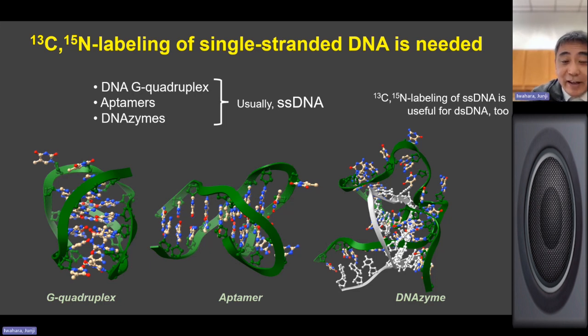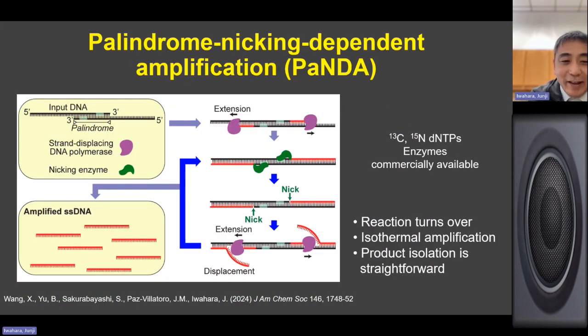And single-strand DNA labeling is also useful even for double-strand DNA, because by using that, you can selectively label only one of the two strands, and that will reduce the number of signals. Okay, we came up with a new methodology shown here. This is what we call PaNDA, palindrome-nicking-dependent amplification. In this method, we use 3 macromolecular components shown here.